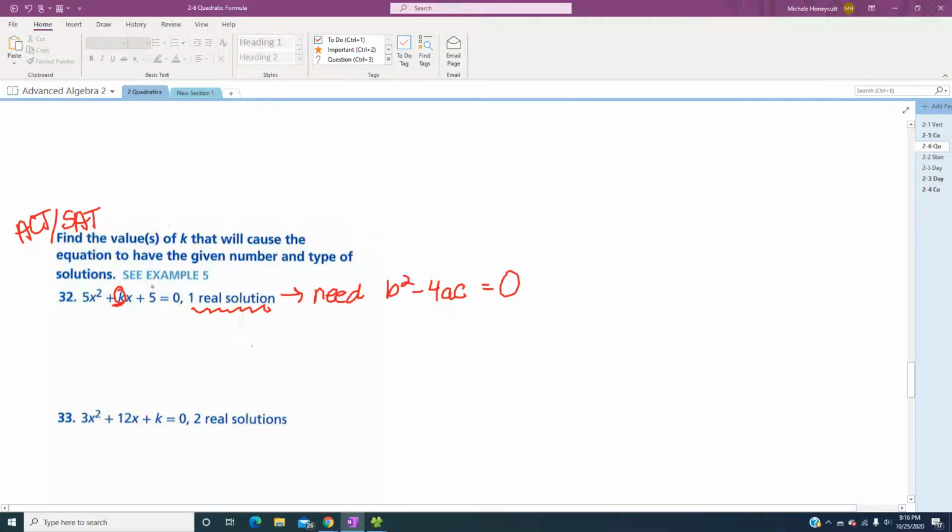So then I'm going to substitute in what I know. Well, I know that A is 5. I don't know B, but we're going to say B is K, and I know C is 5. So I'm going to substitute what I have in for A, B, and C. So K squared minus 4 times 5 times 5 equals 0. So then I have K squared minus, now 4 times 5 times 5 is 100, but I'm double checking with my calculator. Yep, it's 100. So K squared minus 100 equals 0.